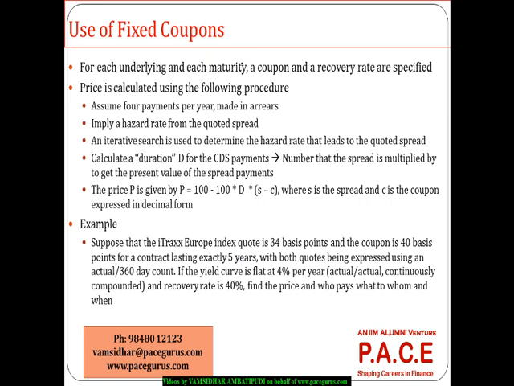So in general, for each underlying, all the 125 underlyings which we are taking, there are different kinds of maturities. For each maturity, again, there is a coupon and there is a recovery rate. That is what happens for each of the underlyings. Each underlying, each maturity, has a coupon and a recovery rate.